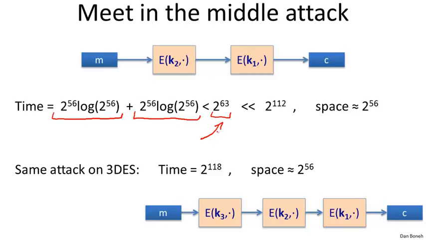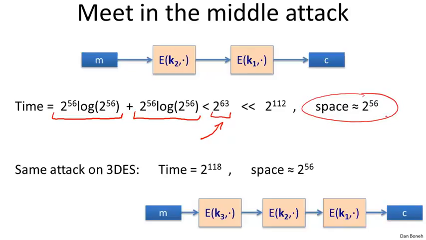So really, double DES really didn't solve the exhaustive search problem because there's an attack on it that runs in about the same time as exhaustive search on single DES. Now, someone might complain that in this algorithm we have to store this big table, so it takes up a lot of space, but, you know, so be it.